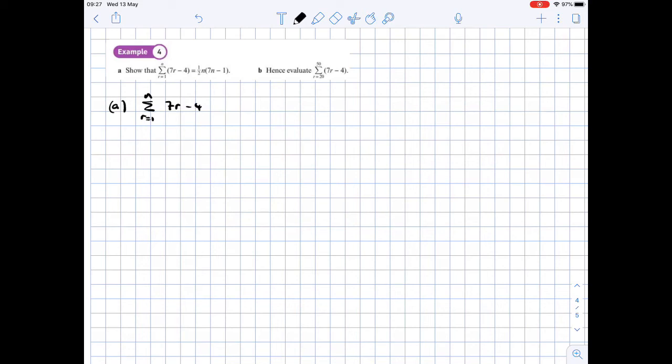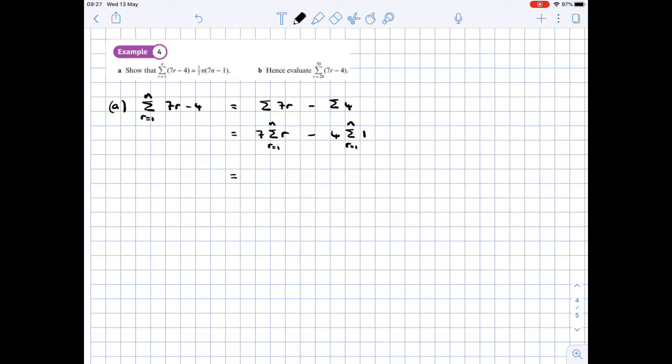Example 4. In part A, we want to find a formula for the sum of the first n terms using the rule 7r minus 4. Well, this is equal to the sum of 7r minus the sum of using 4. Well, this is the same as 7 times the sum of r. Now for conciseness, I'm just ignoring the numbers top and bottom for the moment. Minus, well, the sum of 4, this is the same as 4 times the sum of 1. So that is between r equals 1 and n.